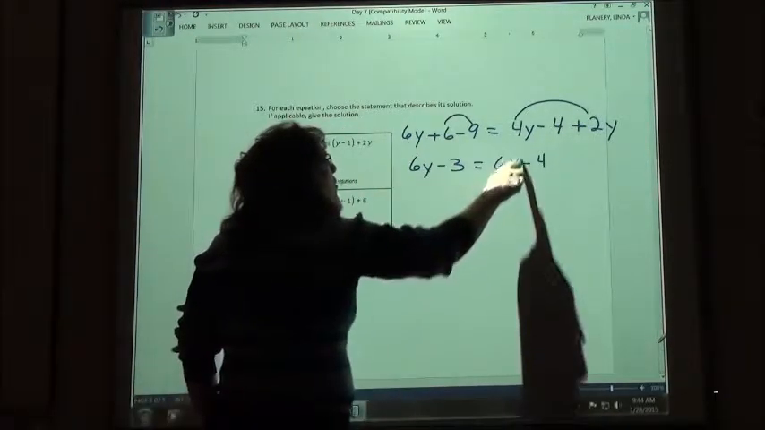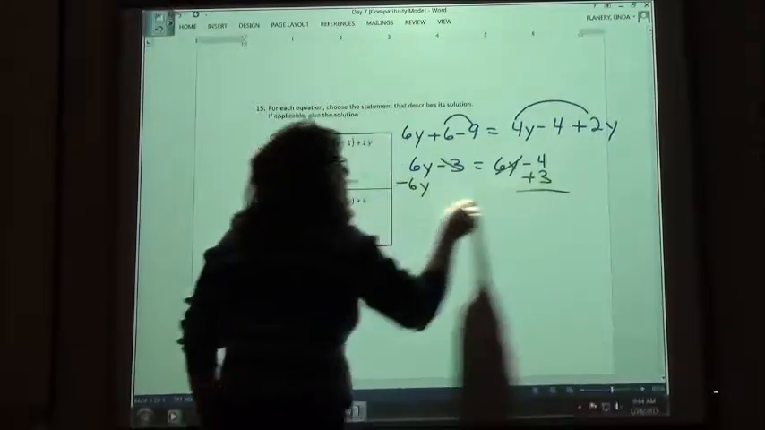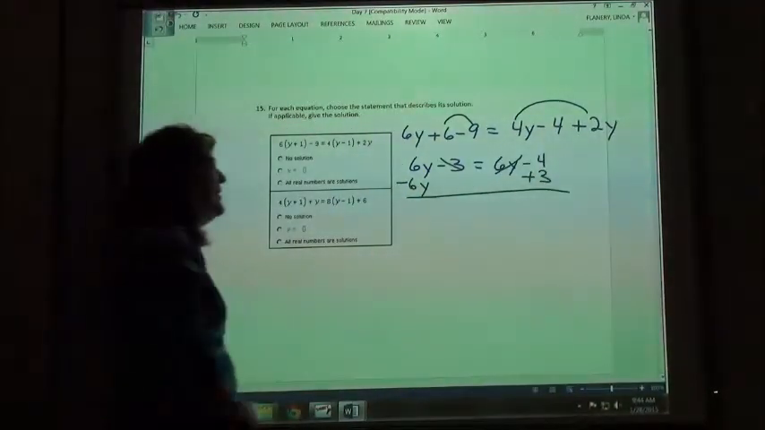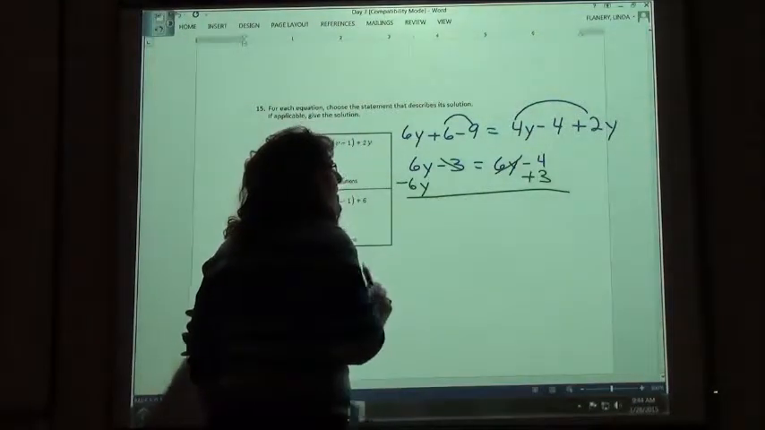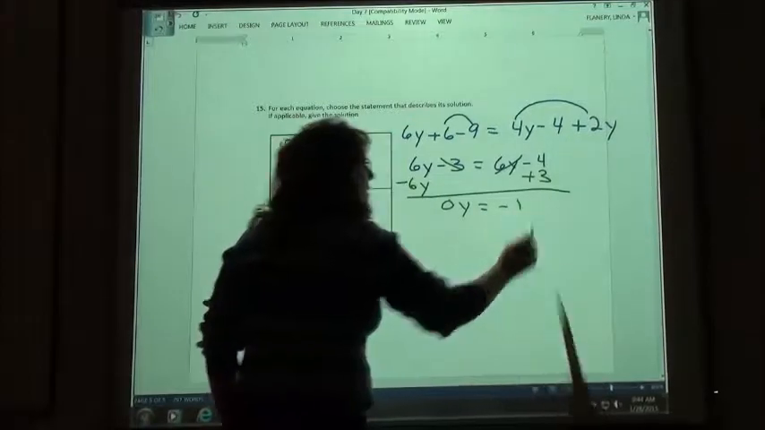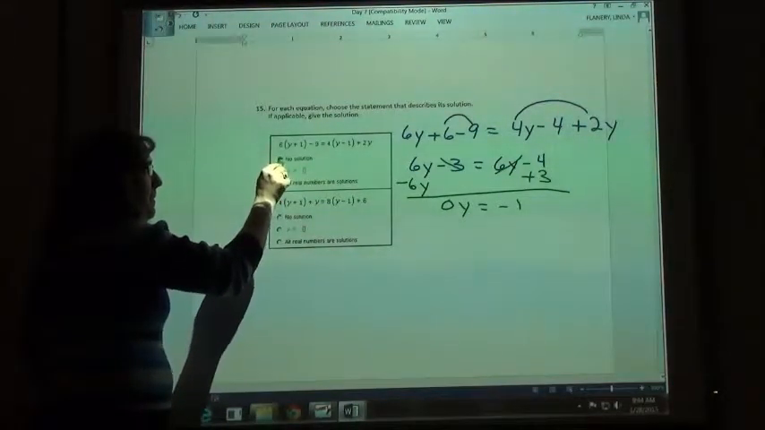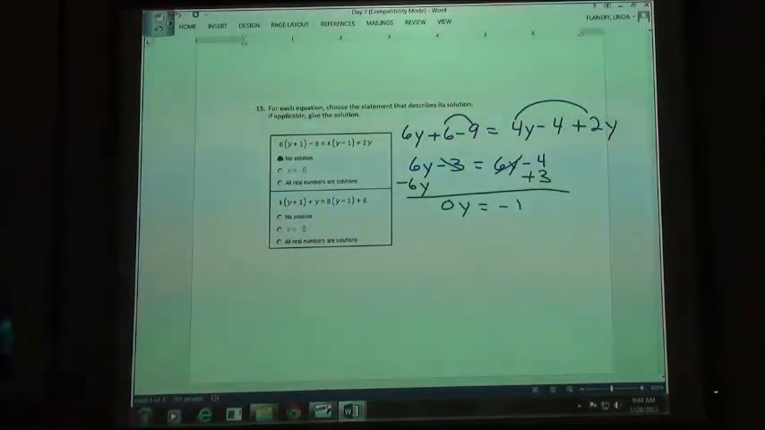If I go through solving this, I'm going to subtract my 6y and add my 3, so I would get 0y equals negative 1. And if I get 0y equals negative 1, my answer is no solution. I can't take 0 times anything and get anything other than 0. 0 times anything's always 0.